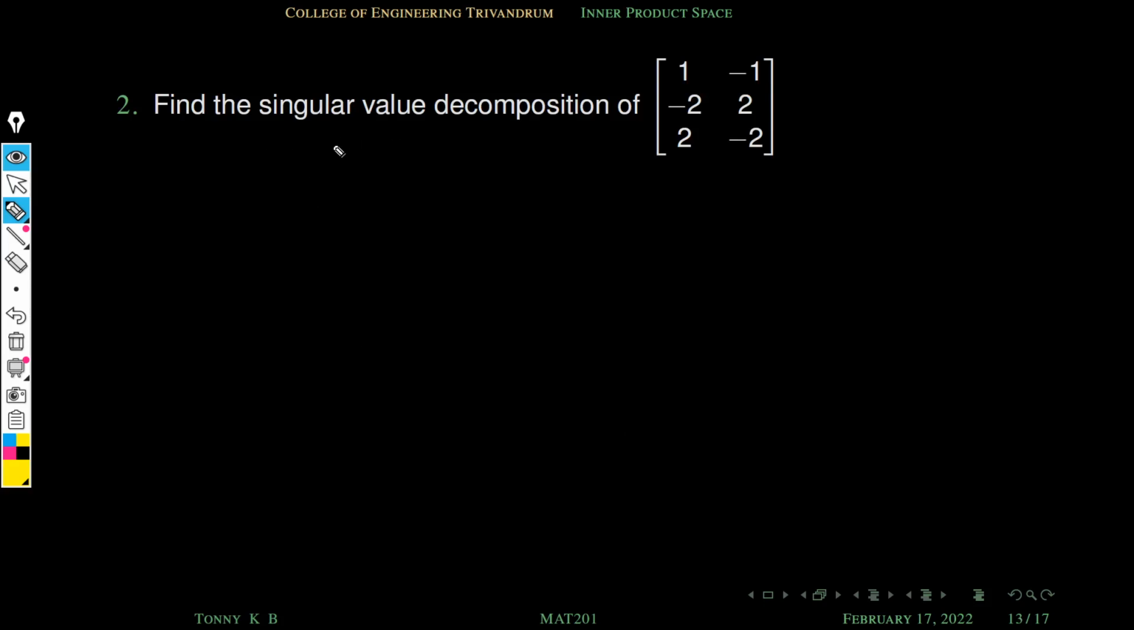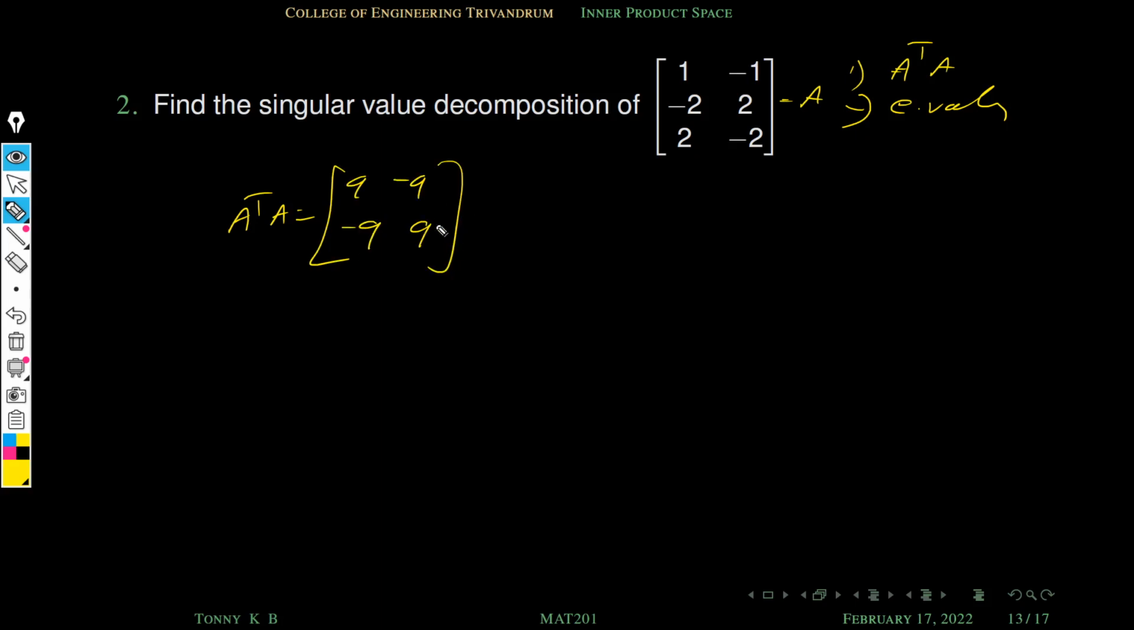Okay, consider one more problem. Find the singular value decomposition of this matrix. Okay, so this is our A. So what is our first procedure? First step is find A transpose A, then evaluate the eigenvalues. What is the order of A transpose A? Yes, here A transpose A is a 2 by 2 matrix. This is our A transpose A, and then find the eigenvalues.